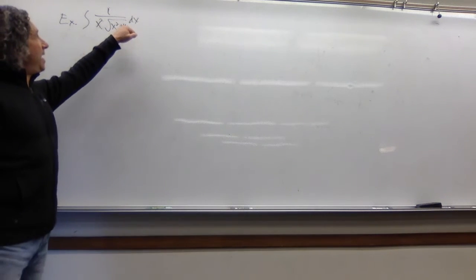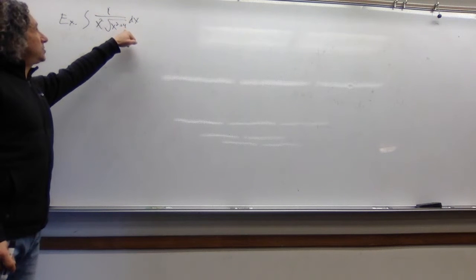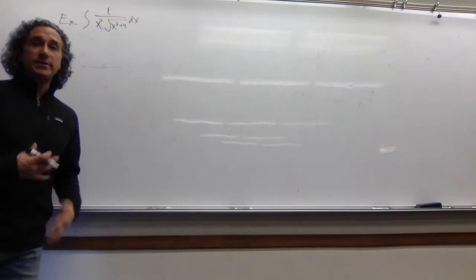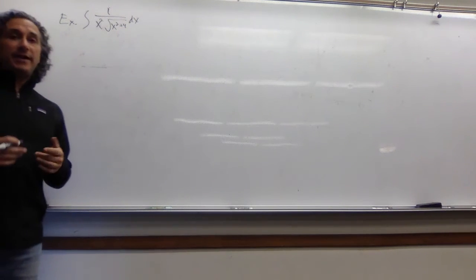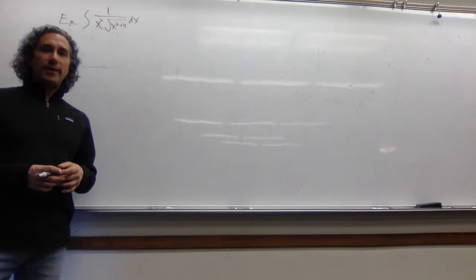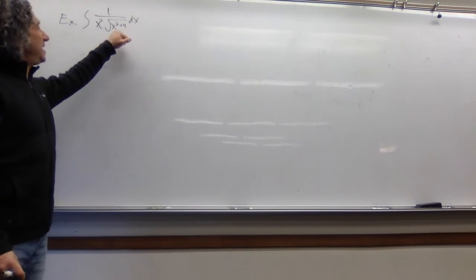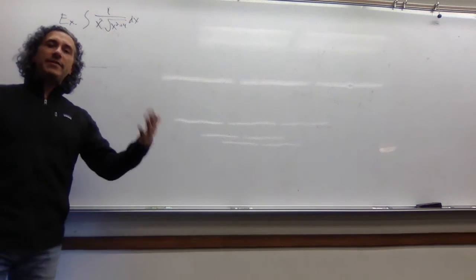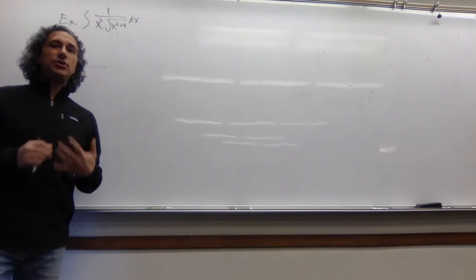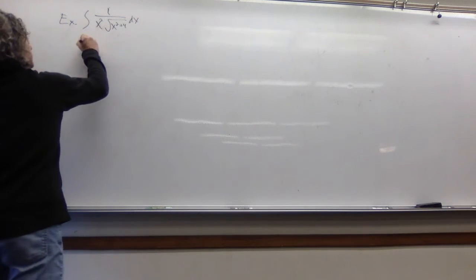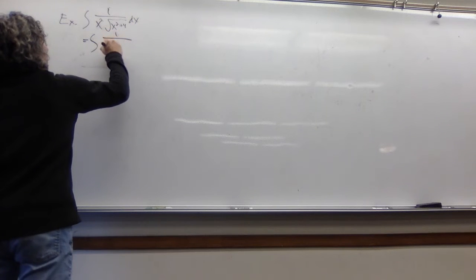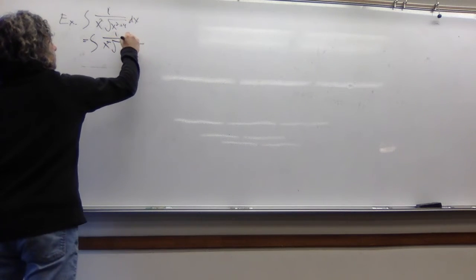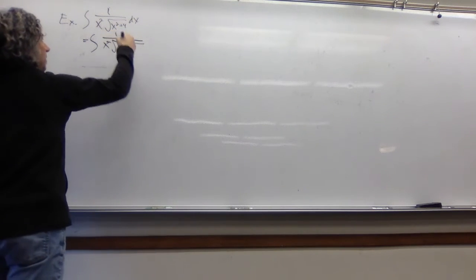It looks like I have number squared plus x squared, so this looks like a candidate. It looks like the tangent is going to work for me, but in particular, it's not x squared plus 1, so I'm going to have to play that game that I played earlier and turn it into 1. So this is the same thing as the integral of 1 over x squared times the square root of, so let me factor out the 4.